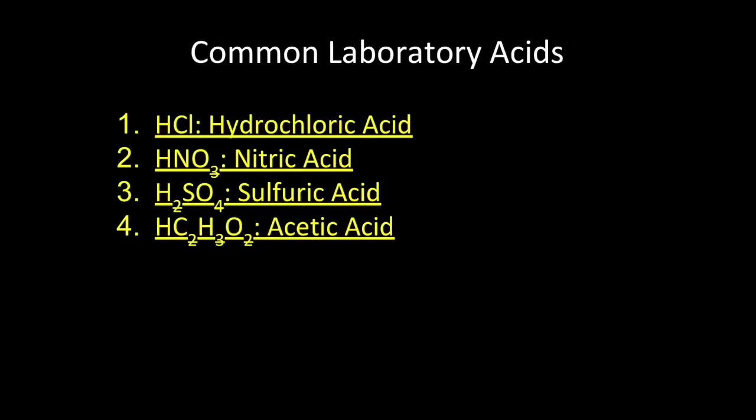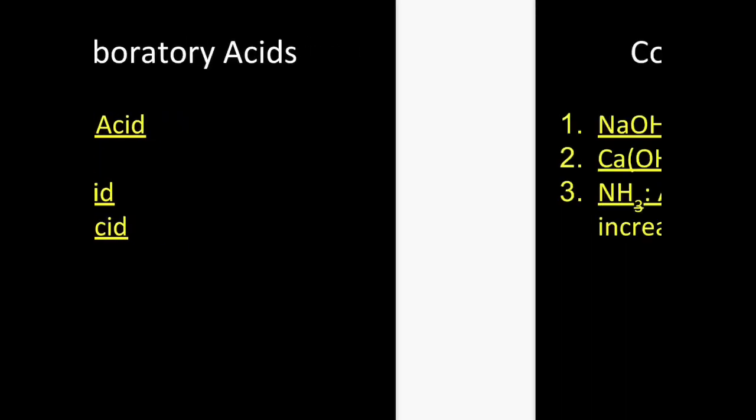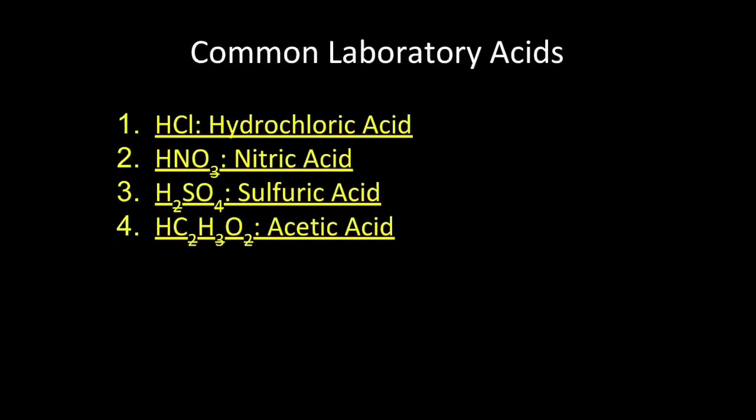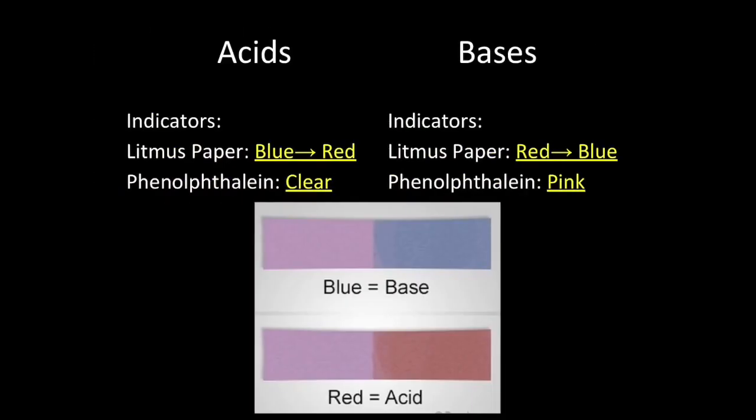Some common laboratory acids. We've worked with hydrochloric acid before in the lab and some other ones as well. So those are some of the most common laboratory acids you'll see, especially as you go into chemistry in college. And then some common laboratory bases. We've worked with ammonia before and also sodium hydroxide. So these are some things that you've seen before, but we didn't really know much about acids and bases at the time. So now we're going to go into those a little bit more in detail, and tomorrow we'll be able to name those laboratory acids.